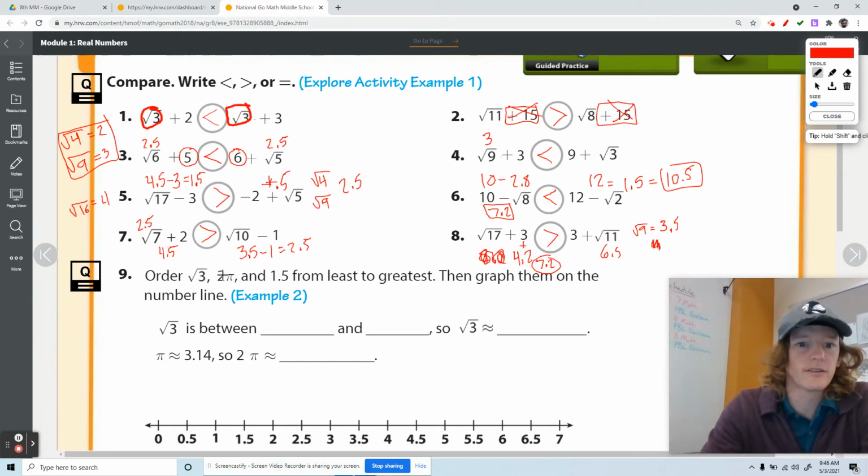Number 9. We need to put these three things in order from least to greatest. Square root of 3 is between what two numbers? Well, it's between 1 and 2, so it's about 1.5. It's a little less than that, but we're going to go with it.